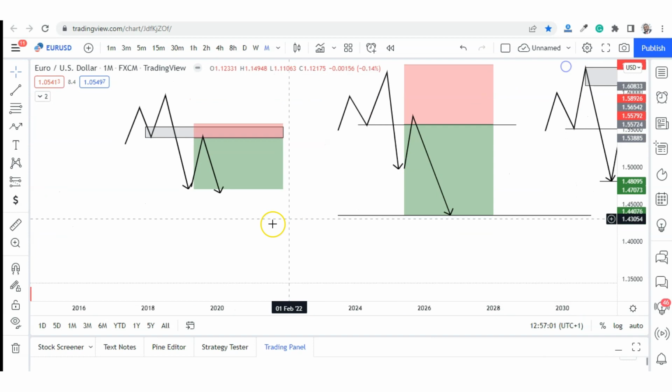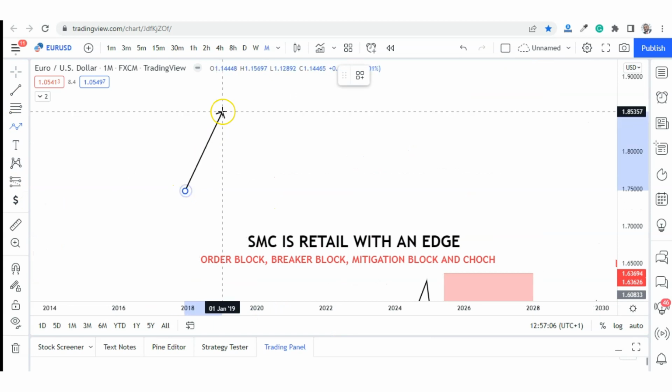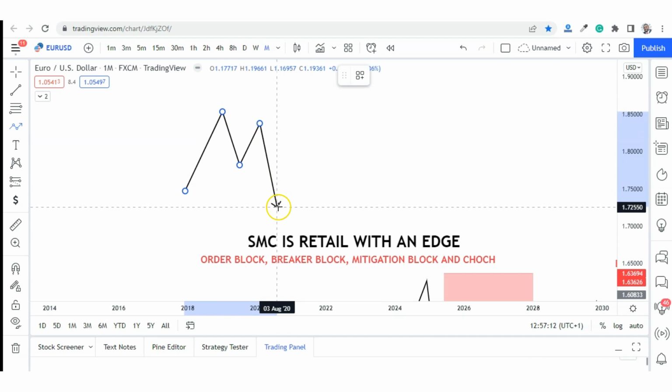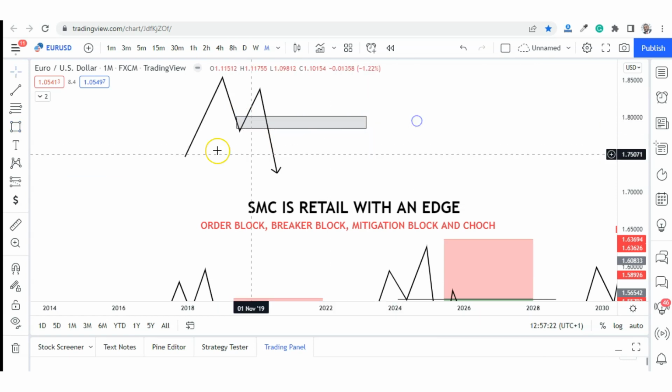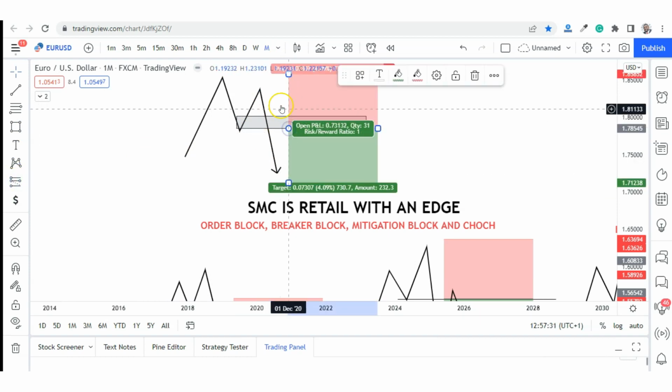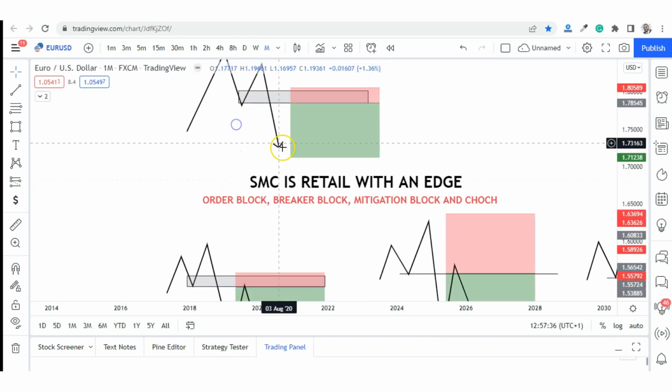Now let's look at the mitigation block. A mitigation block is simply when price moves up, fails to break this high, and breaks. This is a mitigation block. So the last down candle before this move up will be your mitigation block, and this is how smart money traders trade this. They enter at the touch of the mitigation block, with the stop loss above that block, that candle, and they aim lower.